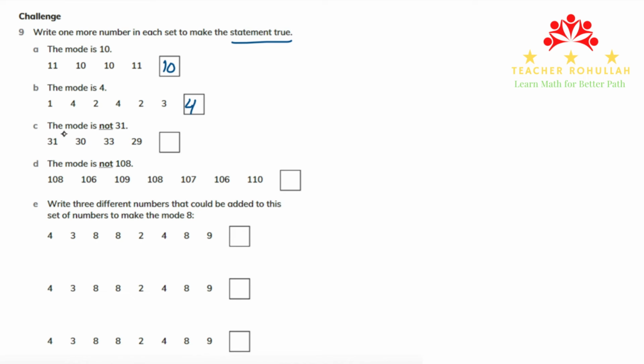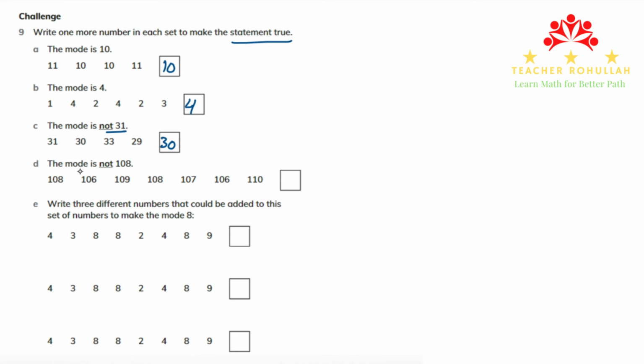In part C, it says, the mode is not 31. So we cannot put 31 over here. If we put 31, it will become the mode. We have 31 here, we have 30, 33, and 29. We can put any of these 3 numbers, but not 31. So I will put 30 here. Now the mode is 30, not 31.